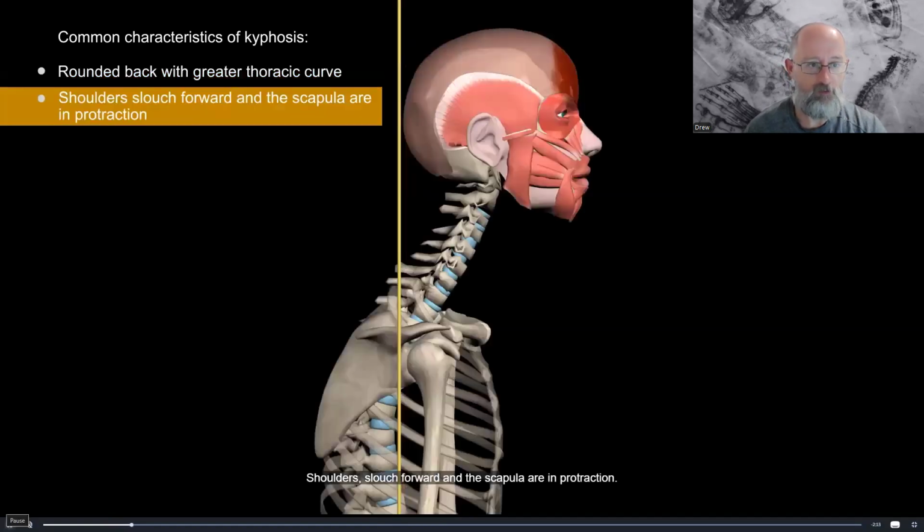Now, moving forward, the shoulders slouch forward and the scapulae are in protraction. As you get that rounding through here, the whole shoulder girdle goes forward, and when the shoulder girdle moves forward, that's called protraction. Then they kind of round down. So now the shoulder muscles that stabilize and move the scapula into adduction, pulling back your shoulders like a seated row, get lengthened and weakened.